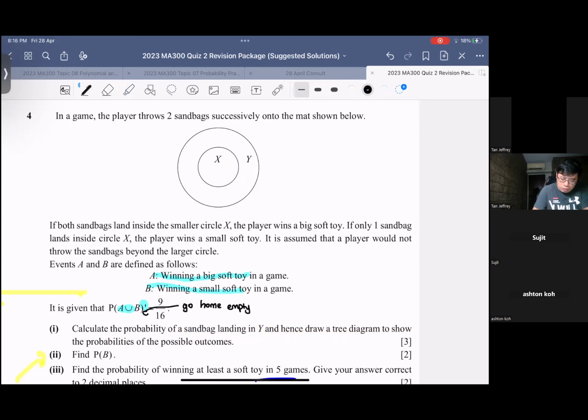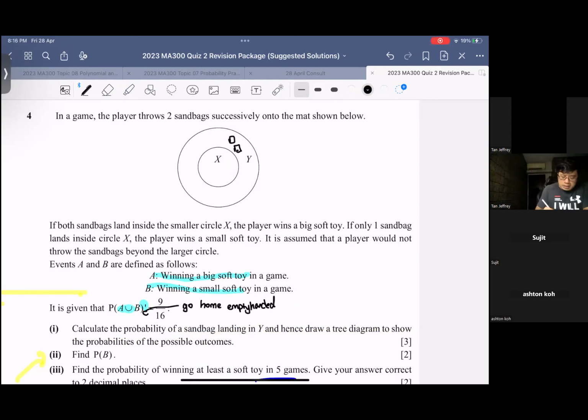That means I'm a loser. Yeah, I basically cannot get anything. I throw both. So how am I in this game of throwing sandbags going to become a loser? The way I will lose is if both my sandbags land in Y.